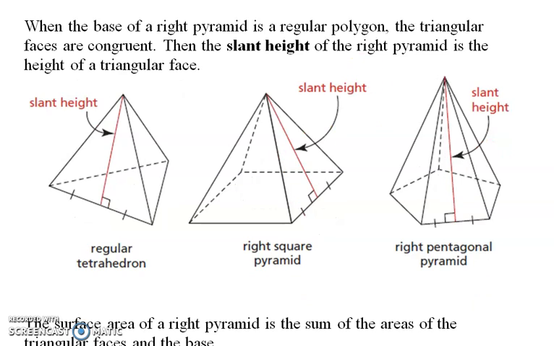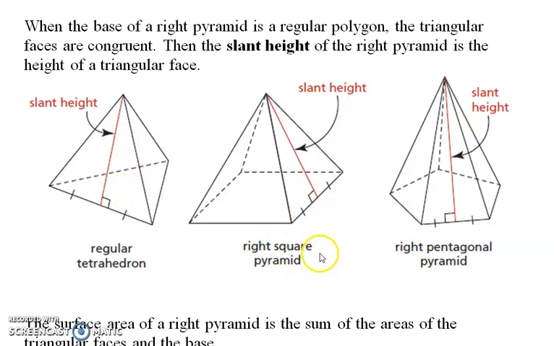And when the base of a right pyramid is a regular polygon, the triangular faces are congruent. So therefore, if that's the case, then the slant height of the right pyramid is the height of the triangular face. So the slant height is the height of the triangle, if we were to flatten it out. So there's a regular tetrahedron. A tetrahedron is basically a right pyramid, a pyramid that has four congruent faces. So the front, the side, the back, and the bottom, if you wish.